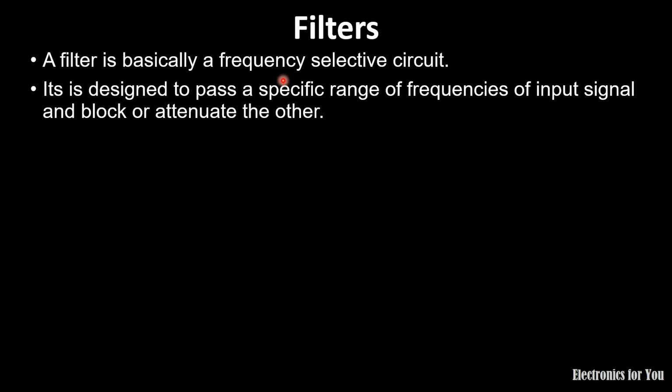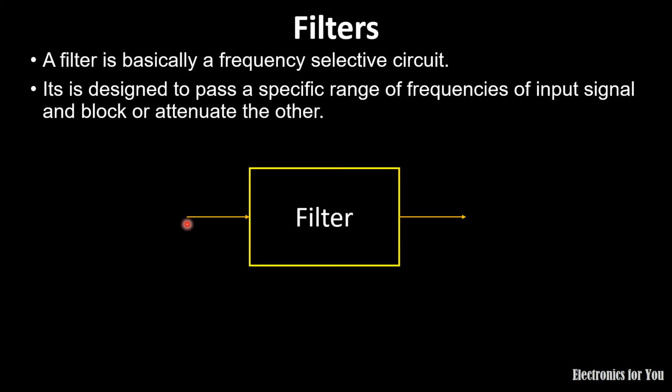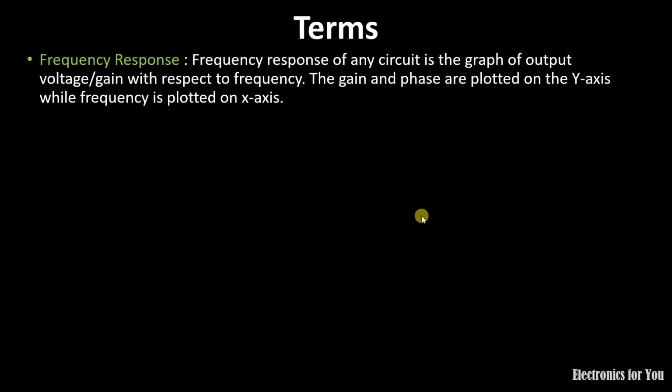it is designed to pass a specific range of frequencies and block or attenuate the remaining ones. So if we apply some input to the filter, then its output frequency will not change, but the voltage at the output may change or may not change. Now we are dividing the filter based on the frequency response. That's why we should know what is frequency response.